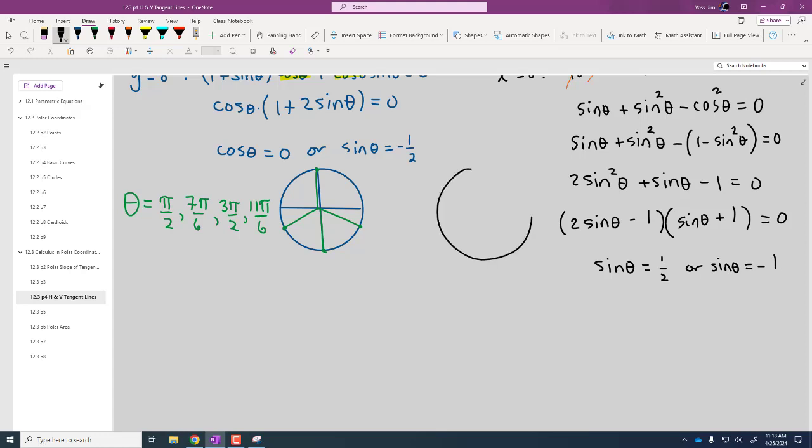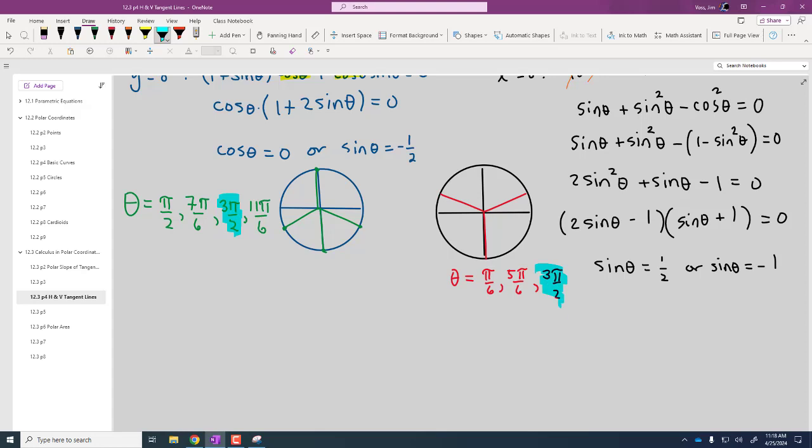So let's figure out where these thetas are. So sine of theta is positive 1/2. That's going to put us at these 2 locations. Sine of theta is -1 is going to put us at that location. Ooh. There's our duplicate. So we have theta equals pi over 6, 5 pi over 6, and 3 pi over 2. So here is the duplicate. So we've got the duplicate right here, 3 pi over 2.